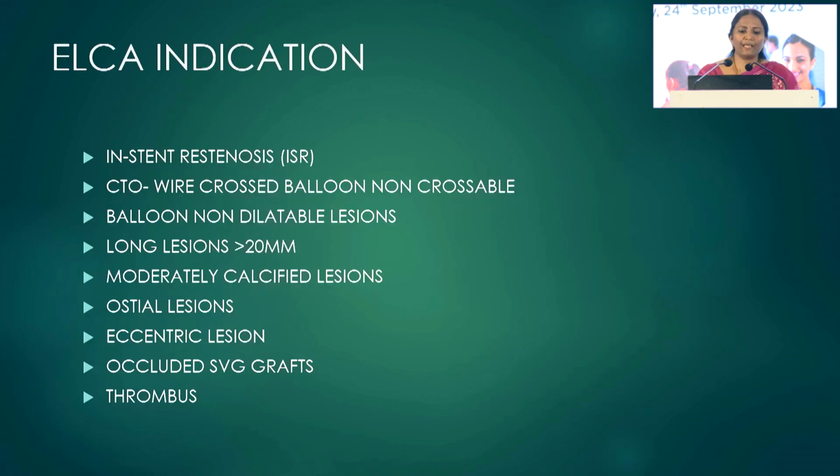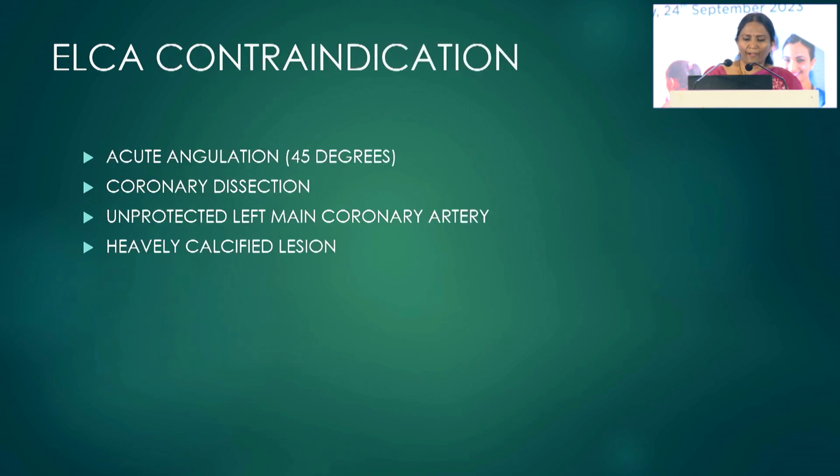So what are the indications of ELCA? We can use ELCA in in-stent restenosis, CTO lesion, that is wire-crossable but balloon non-crossable lesion, balloon non-dilatable lesion, long lesion that is greater than 20 millimeter, moderately calcified lesion, ostial lesion, eccentric lesion, and occluded venous graft, and also in the presence of thrombus.